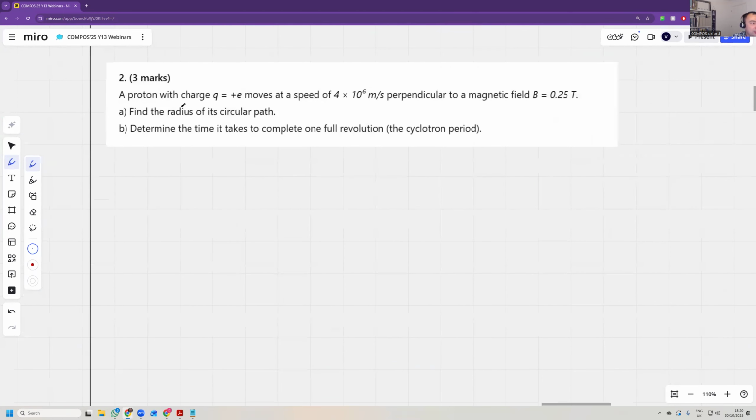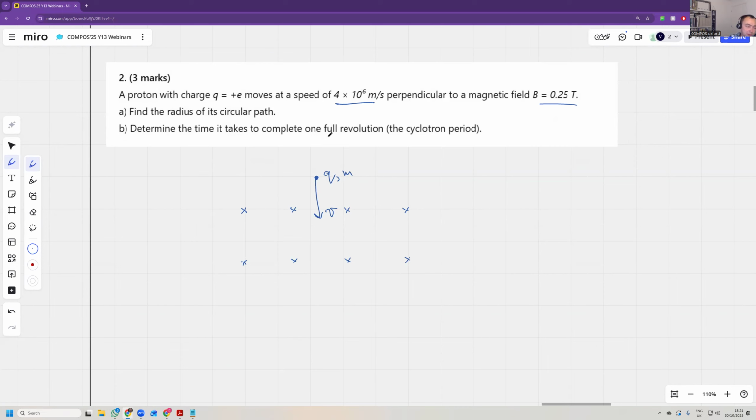A proton with charge e moves at a speed perpendicular to a magnetic field. So we have a magnetic field. Let's say the magnetic field is into the page. It doesn't matter which way it is. And a proton is moving with velocity v, and it has charge q and mass m.